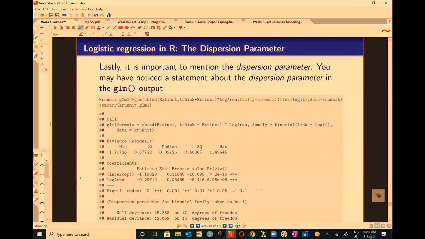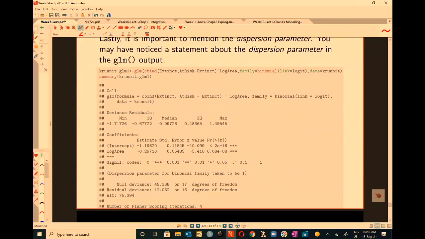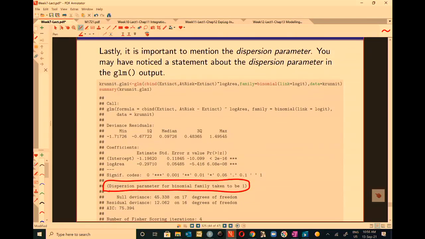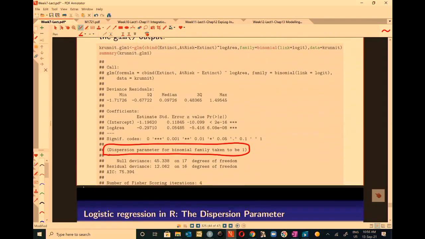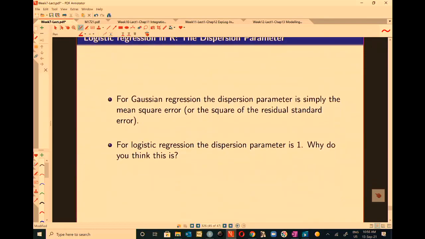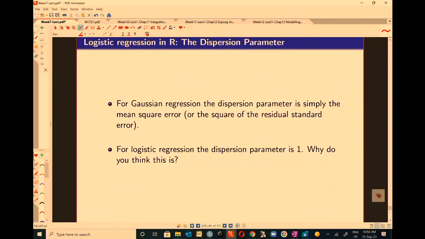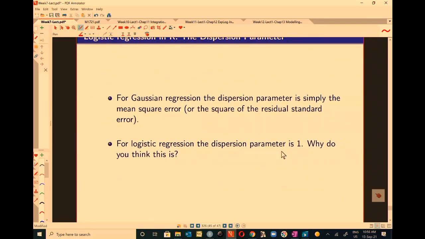There's another thing that you'll find here. Looking at dispersion, for binary, binomial, the dispersion parameter is taken as 1 here. So what does it actually mean? What does this dispersion parameter mean? You'll find that for this log linear model we're fitting here, the binary model as well as the Poisson model, it is taken as 1. And what's the problem here?